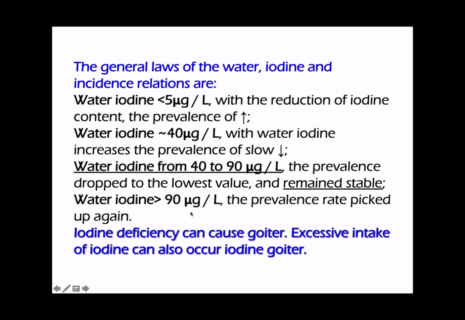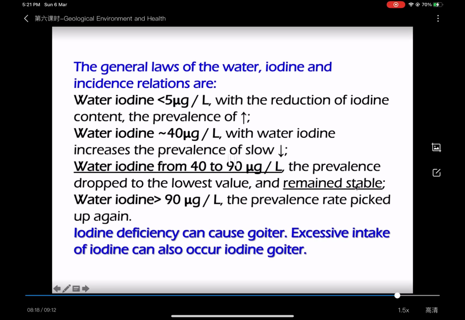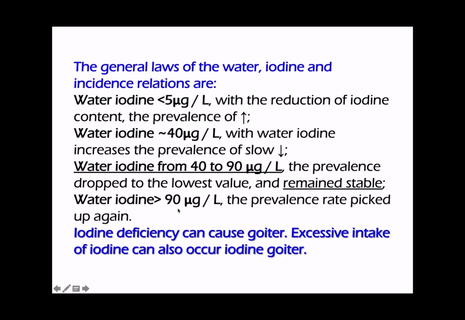So the general law of the relation between water iodine and incidence is this: if the water iodine is less than 5 micrograms per liter, with the reduction of iodine content, the prevalence of IDD increases. While the water iodine is about 40 micrograms per liter, as water iodine increases, the prevalence will slowly reduce. While water iodine from 40 to 80 micrograms per liter, the prevalence drops to the lowest level and remains stable. While the water iodine is more than 90 micrograms per liter, the prevalence rate picks up again. So it's an incidence curve like this, right? It's a reversed bell shape.